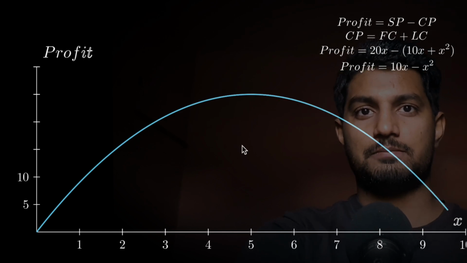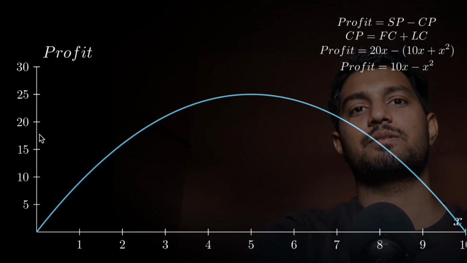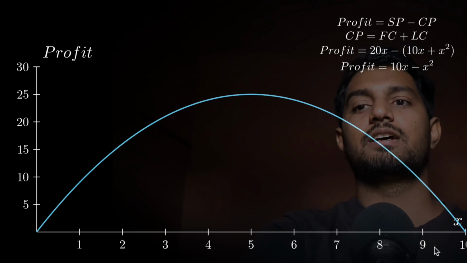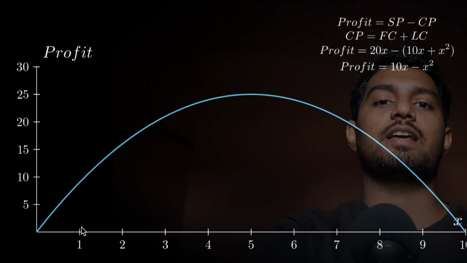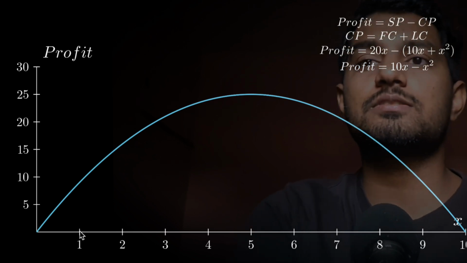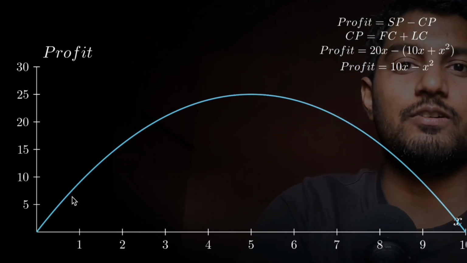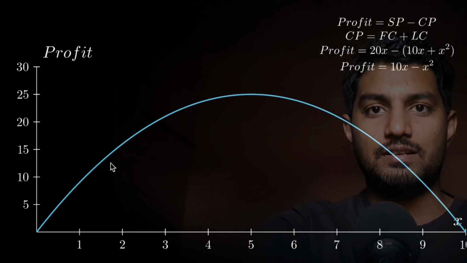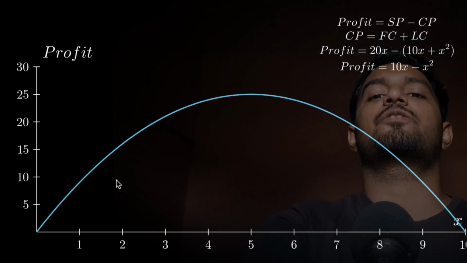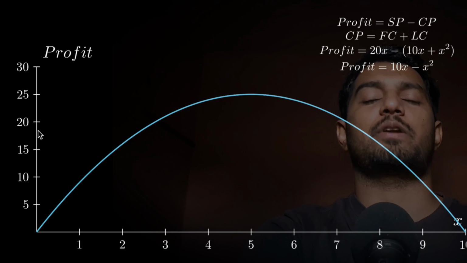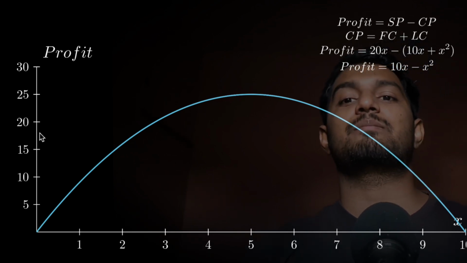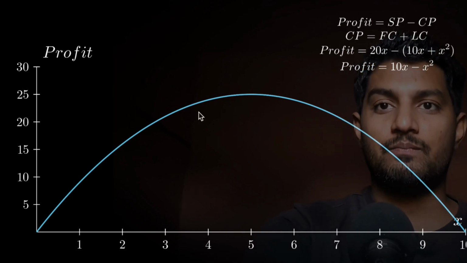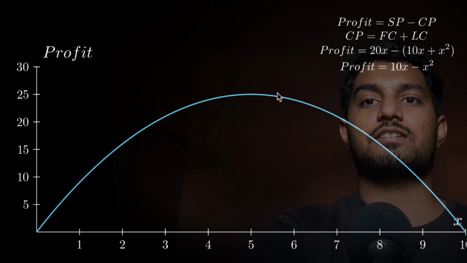You can see on the screen, this axis tells me the profit, and the horizontal axis tells me the number of products I make. If I make one, I'll get around 6 or 7 profit, right? For 2, I'll get around 10, 11, 12, something like this. So for different numbers of products, I'm getting the profit. The question was to tell me at which point I get the highest profit, right? You can see the highest point in this graph is this point.